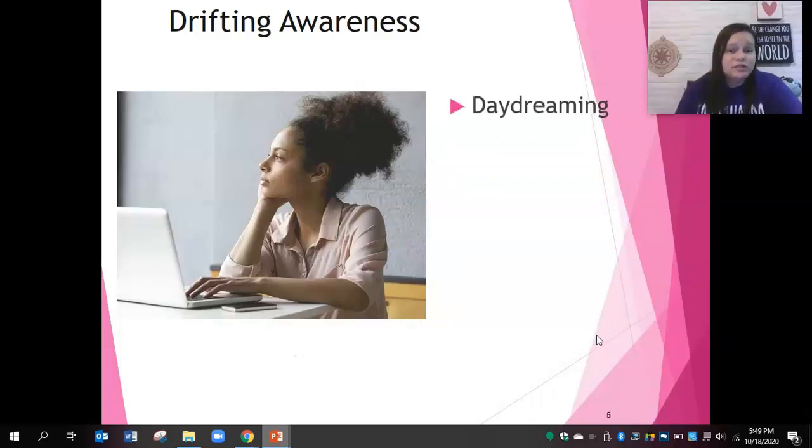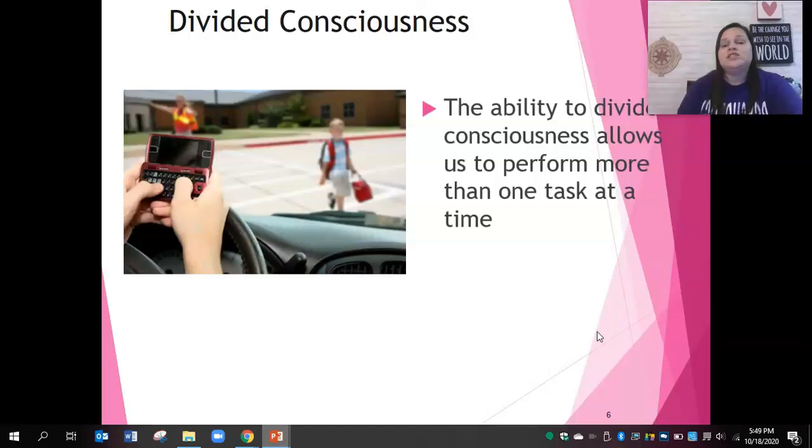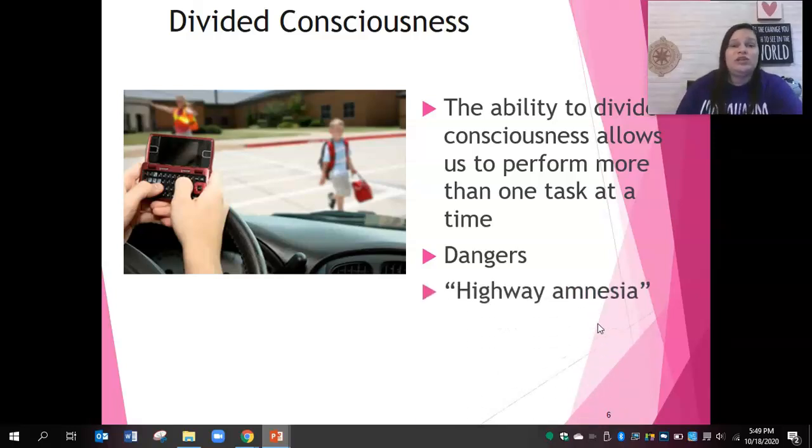Drifting awareness is another level of awareness, and that's often where we're daydreaming. Often we have that stare. Divided consciousness is something we also have the ability to do, but it can be pretty dangerous. We can perform multiple tasks at once, but doing, for example, texting while driving can be super dangerous. Highway amnesia is where you're driving along, just kind of lost in your thoughts, and you get to your destination and you realize, oh my gosh, I don't remember anywhere that I just drove. Did I stop at the last stoplight? It's kind of scary to think about how you weren't really focused, but you were able to do that.